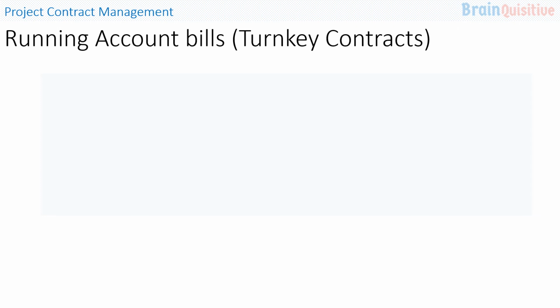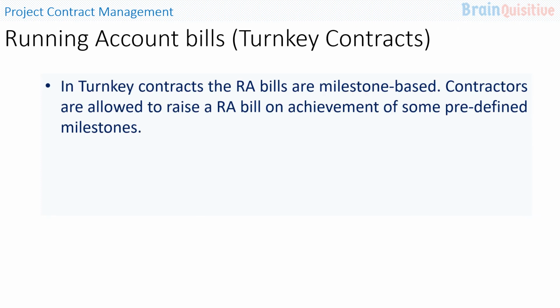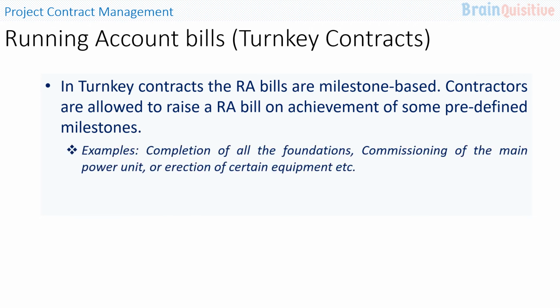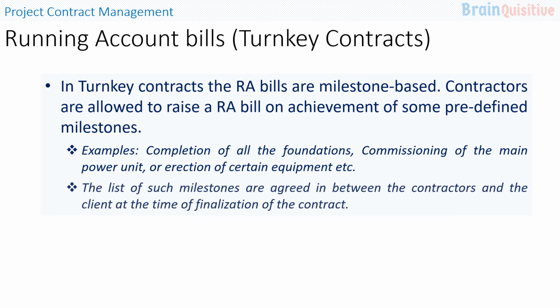In the turnkey contracts, the running account bills are milestone based. The contractors are allowed to raise the RA bill on achievement of some predefined milestones. For example, we can say the completion of all the foundations of a structure, commissioning of the main power unit, or erection of certain equipment, etc. The list of such milestones are agreed in between the contractors and the client at the time of finalization of the contract.